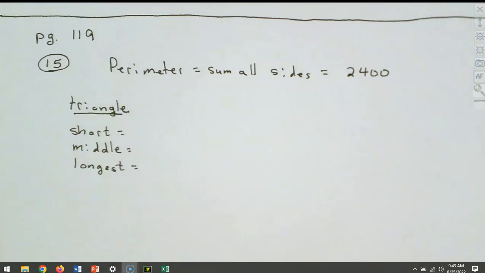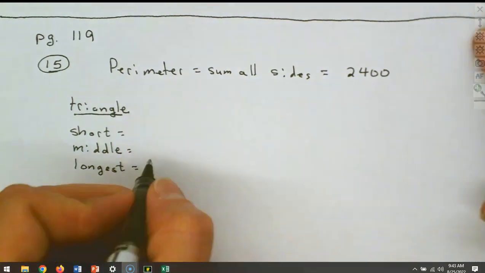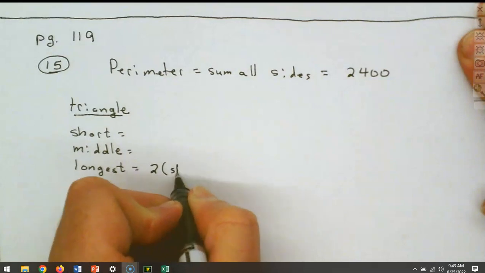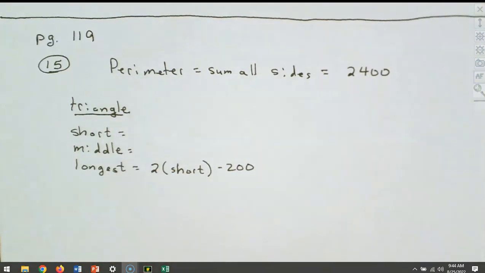So when I look at this, it says the longest side is 200 feet less than twice the shortest side. So the longest side is going to be 200 feet less than twice the shortest side. That's going to be 2 times the short side minus 200. Okay, is everyone okay with that? We're going to put the variables in later on. Right now we're just going to use words, and then we'll translate this into variables in a moment. So the longest side is 200 feet less than twice the shortest. The middle side is 200 feet less than the longest side.